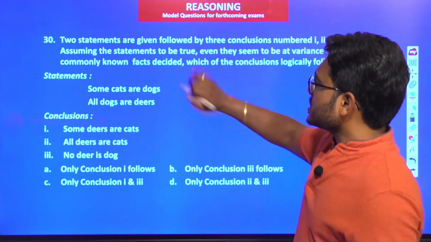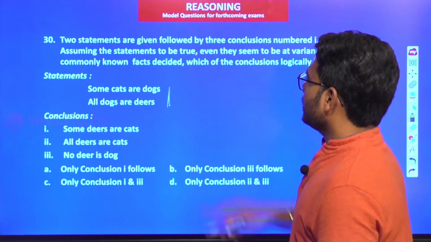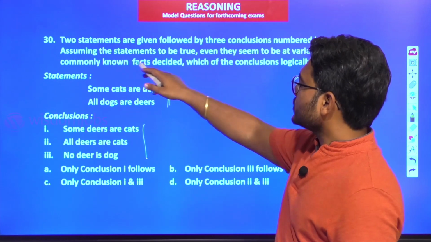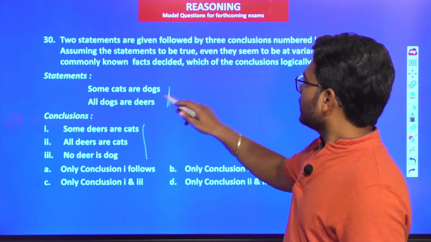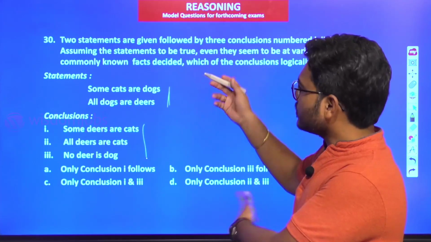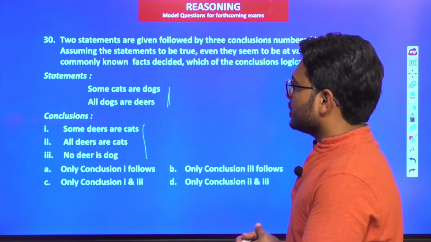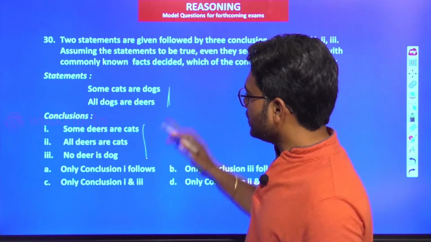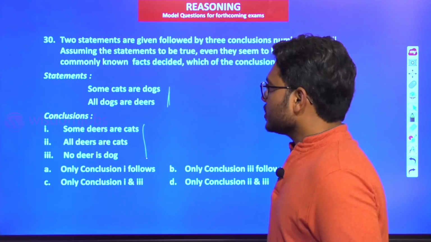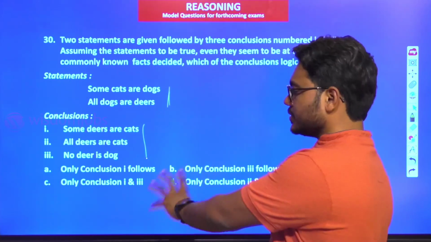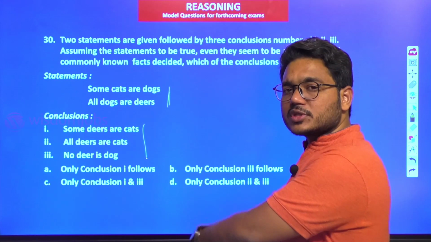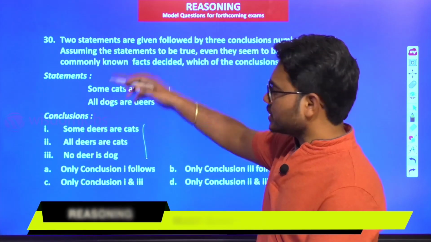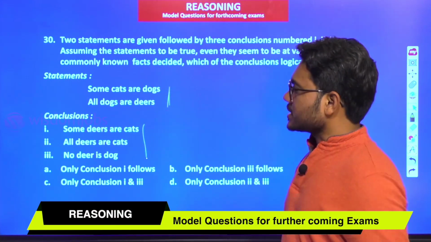Let us see. Two statements are given, followed by three conclusions. We are not worried about the numbers, assuming the statements to be true. We know basic instructions are given, so we straight away jump into this problem. What are the statements? What are the conclusions? Which conclusions follow from the given statements is our requirement. You need to read all these things here. So let's go with this.